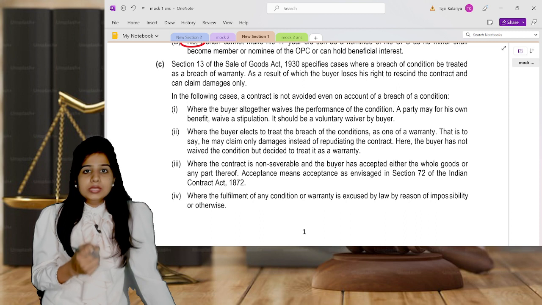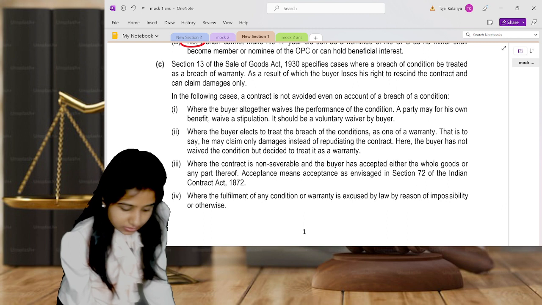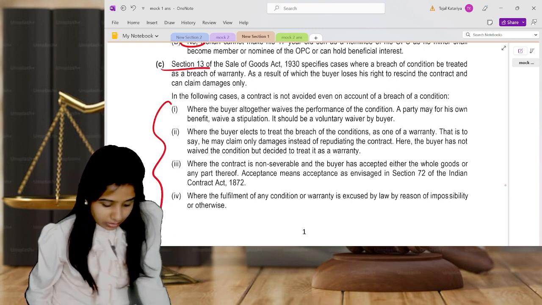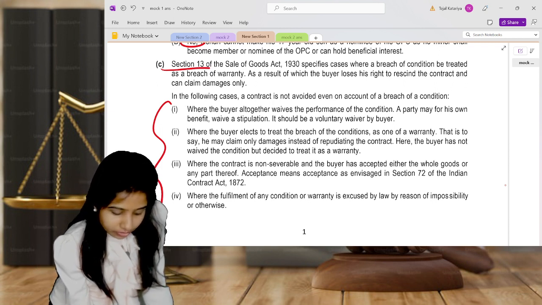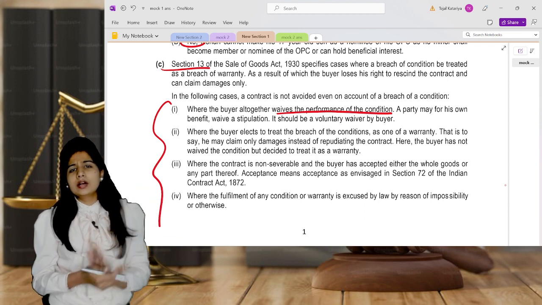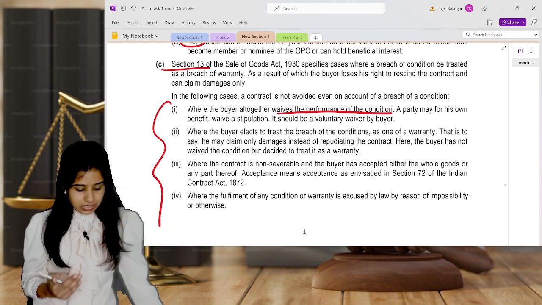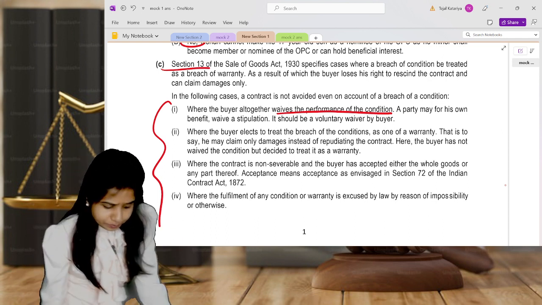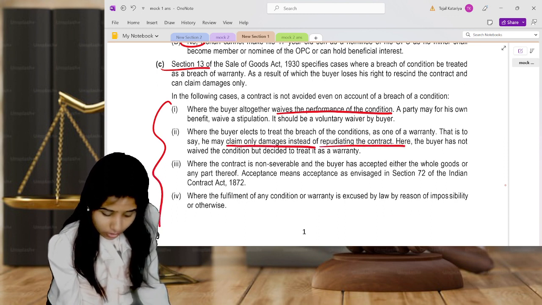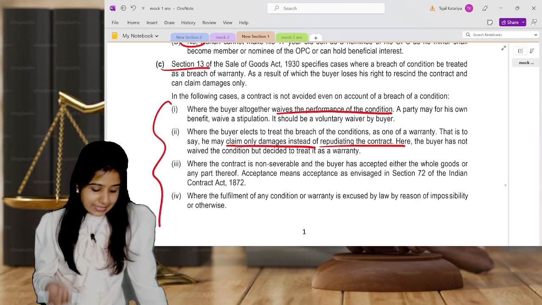So here, if you are considering a breach of condition as a breach of warranty, then there is something serious. And there were 4 situations where we used to do that, given in section number 13. Which were they? First of all, whenever the buyer waives off the performance of the condition, that means he is okay that even though the seller is not performing the given conditions, he is okay with that. So he is waiving off his right. Then second, whenever there is a breach of condition, he can claim only the damages instead of repudiation, whenever he decides only to claim the damages and not to repudiate or cancel the contract.